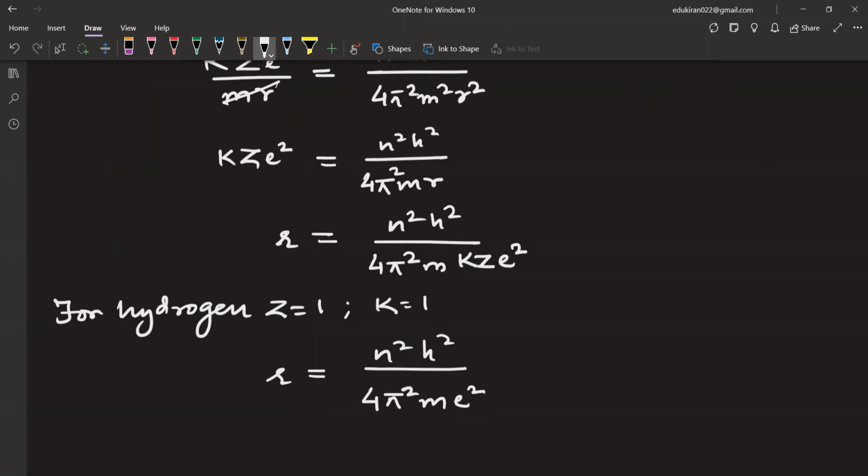Now, what he was saying is that you put the value 1 and you will get the radius of the first orbit. You put the value 2 here, you will get the radius of the second orbit. You put the value 3 here, you will get the radius of the third orbit. So he was trying to say this from this particular derivation. It's giving me the radius of the nth orbit.